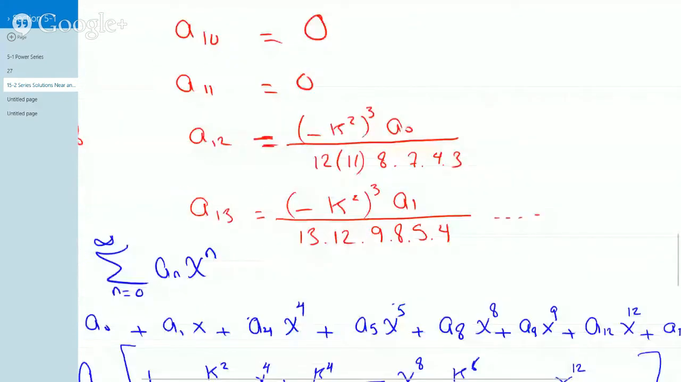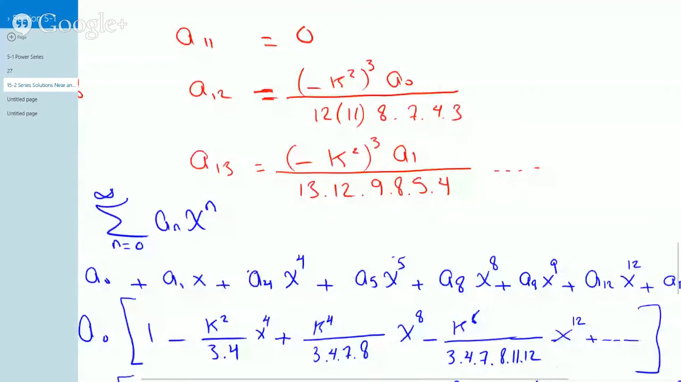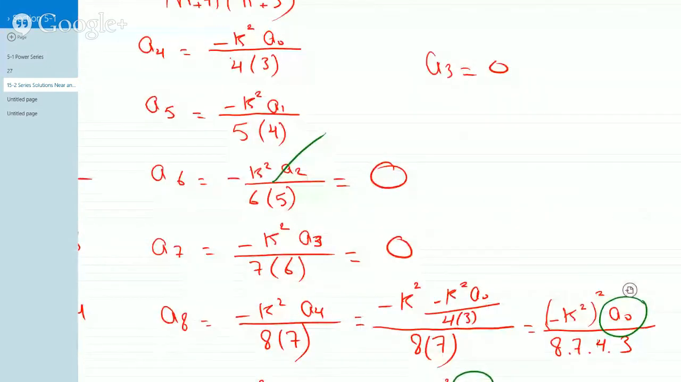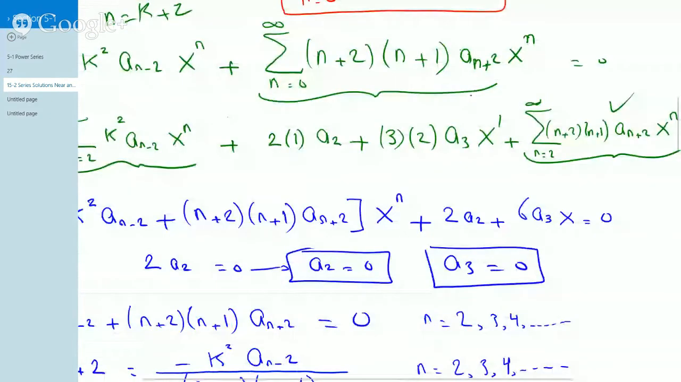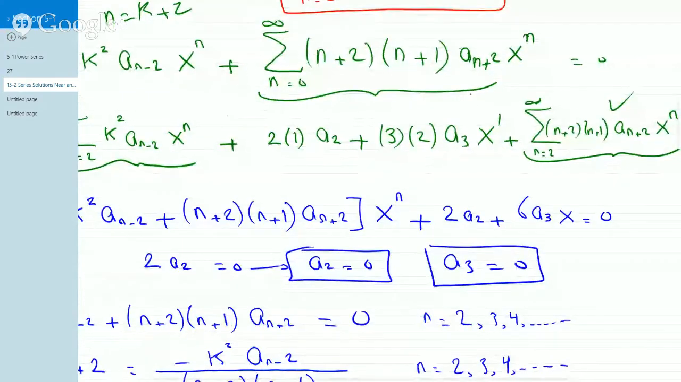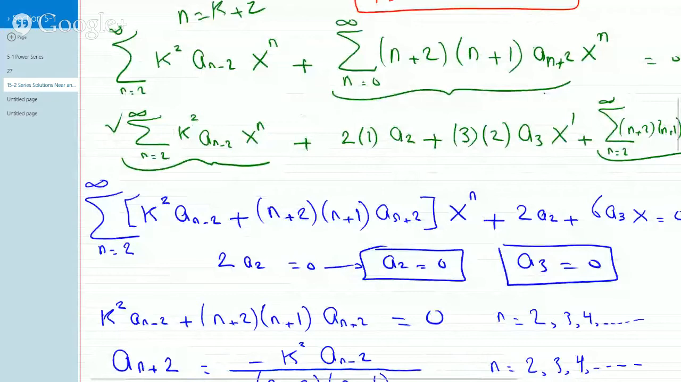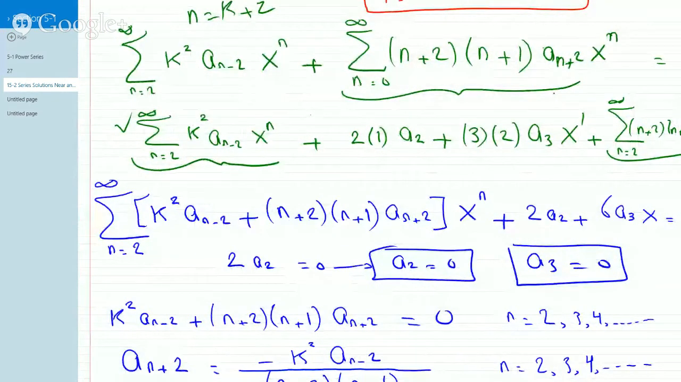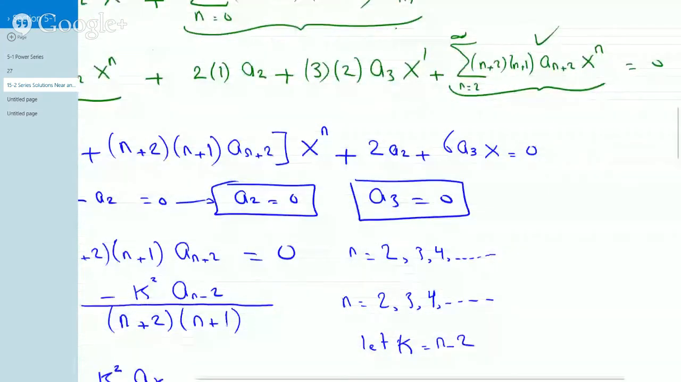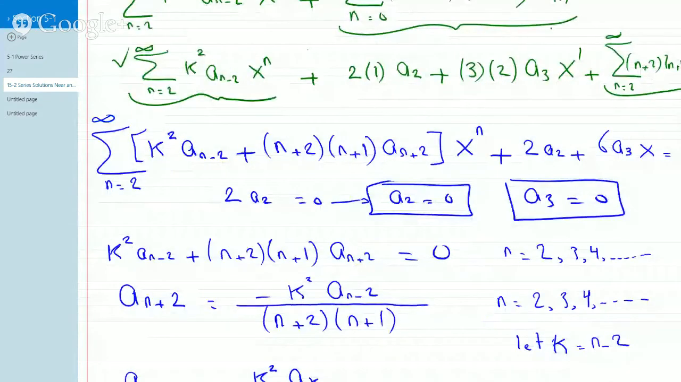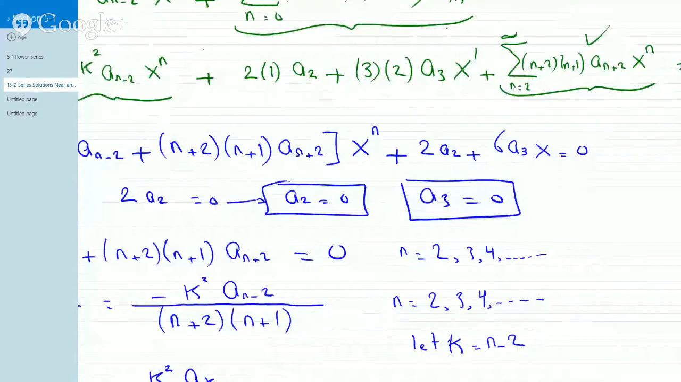You understand? So now, why are some of them 0, and then it's all of a sudden something for a4? Because if you look back here, when we set the coefficient of x to the n equal to 0, it gave us the recursive relationship. A2 has to be 0, and A3 has to be 0. And according to this recursive relationship, some of those coefficients will be directly related to A2 and A3, so those will all vanish. And A4 doesn't have to be.